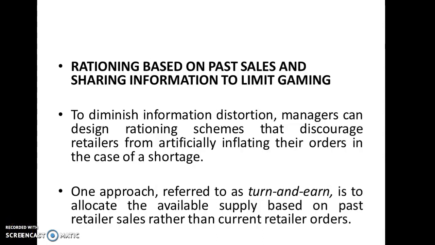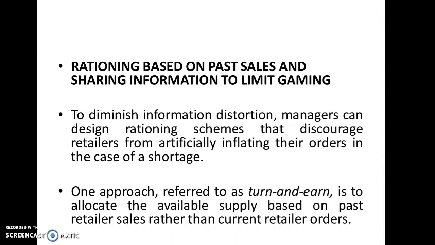Rationing based on past sales and sharing information to limit gaming. To diminish information distortion, managers can design rationing schemes that discourage retailers from artificially inflating their orders in case of a shortage. One approach, referred to as turn and earn, is to allocate the available supply based on past retailer sales rather than current retailers' orders.